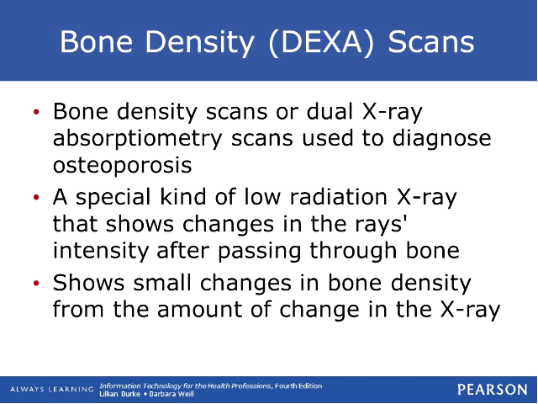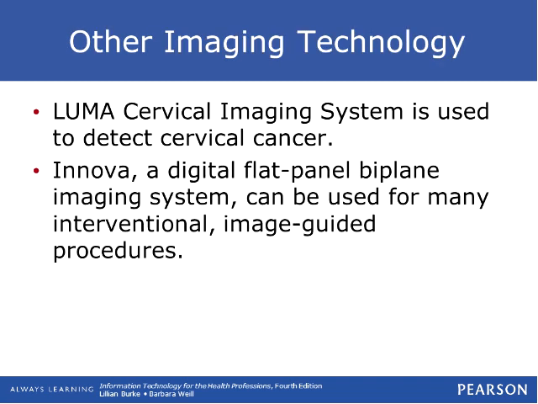Bone density scans, or DEXA scans, as they are called, or dual X-ray absorptiometry scans, are used to diagnose osteoporosis because they look at bone density. It uses a special kind of low radiation X-ray that shows changes in the ray's intensity after passing through the bone. So small changes in bone density will show up as a change in the X-ray. A DEXA scan is now the gold standard in how to differentiate whether a person has osteoporosis or the beginning of osteoporosis.